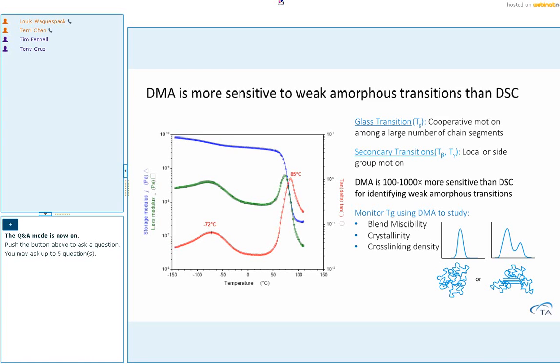DMA is the most sensitive instrument for the measurement of polymer relaxations and transitions. It is more than 100 times more sensitive than a DSC for measuring the glass transition of a highly cross-linked or highly filled thermoset system. In addition to glass transition measurement, a DMA is also a very sensitive instrument for measuring all subambient transitions in polymers, such as beta or gamma transitions. Those subambient transitions are associated with local or side chain polymer relaxation. Measuring these subambient transitions can help us study the impact strength of the material.